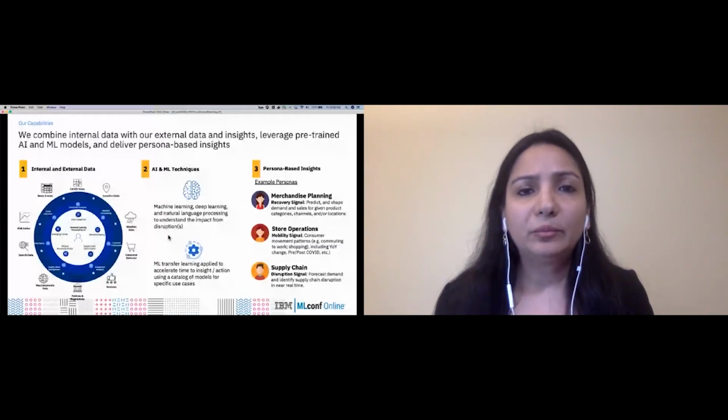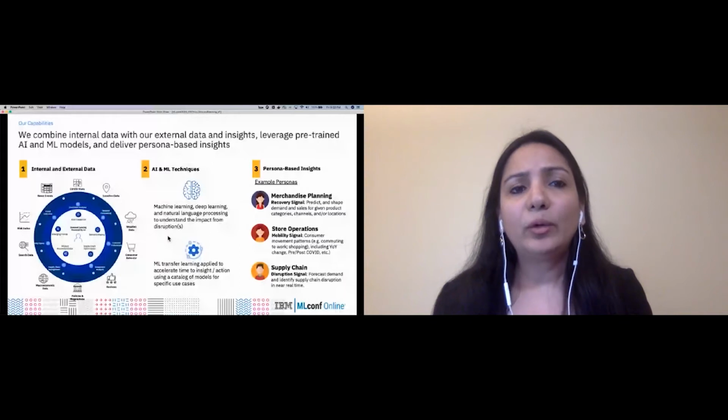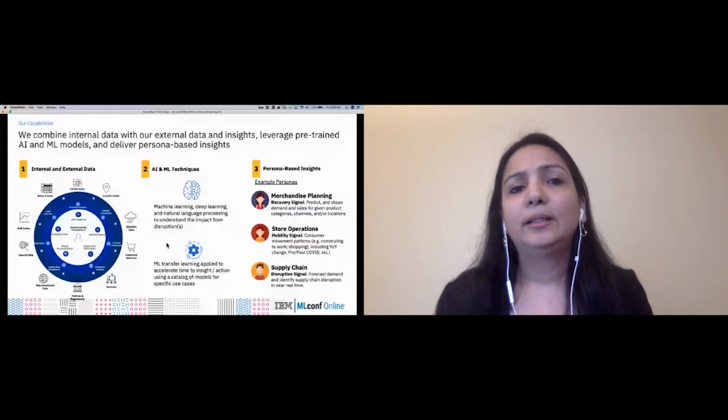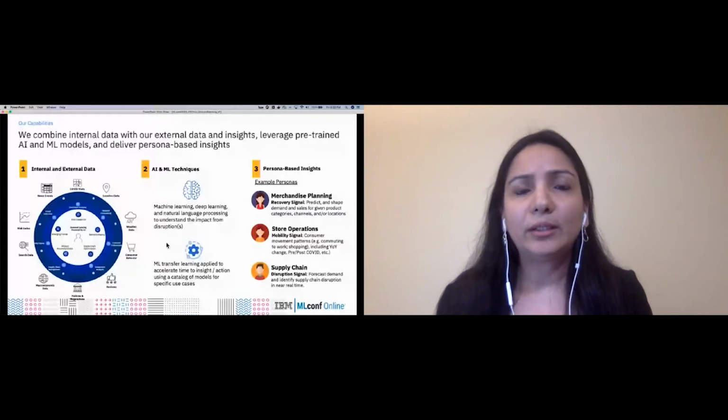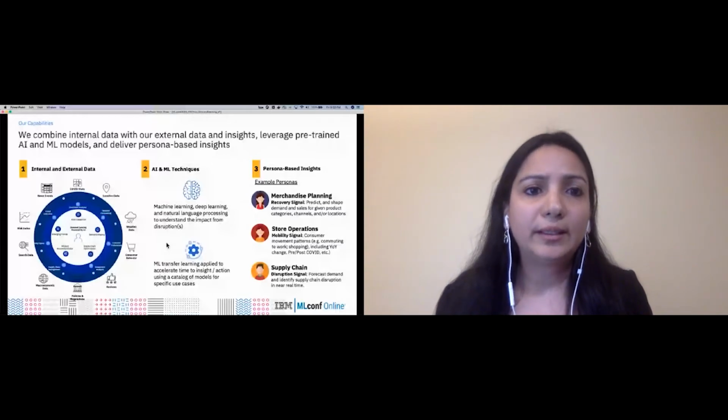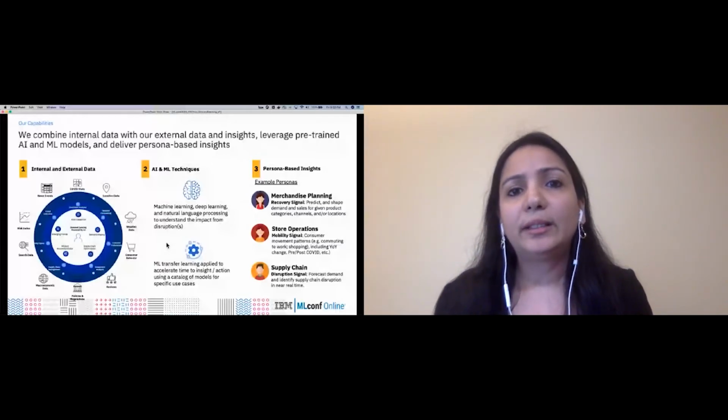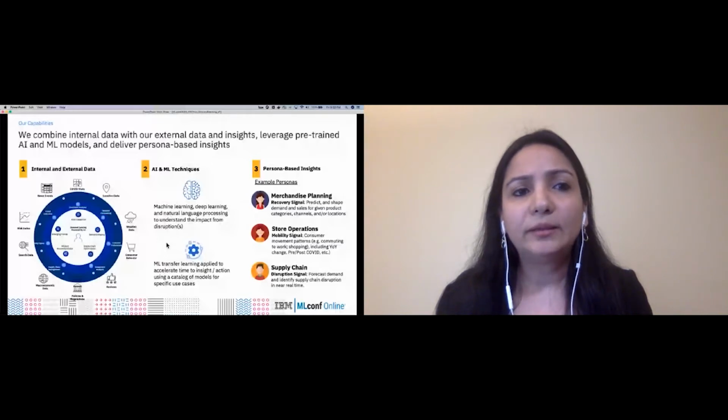And I'll go into a little bit more detail about the models, but here what I want you to take away is that we can have different personas use the insights in different ways. So for example, a demand planner, they can use our demand forecasting deep learning models to identify any supply chain disruption in near real time. A merchandise planner can predict sales for given product categories, for channels and locations. And then someone from store operations might be more interested in consumer movement patterns or footfall traffic in each store.